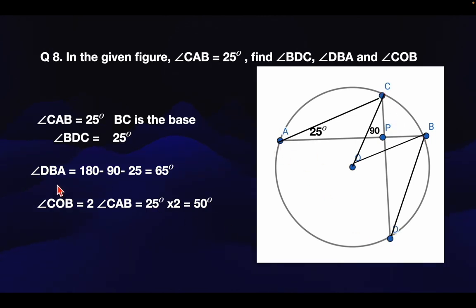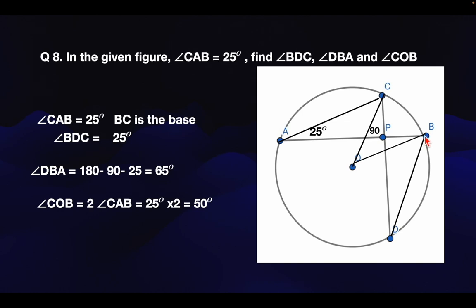Okay. Next is DBA. We have to find this, this is DBA. So here let us take this triangle. We have to find this angle. Okay. We know that this angle is 90 degree. Here it's vertically opposite. This angle we just now found, it is 25. So 180 minus 90 minus 25, 65. So this angle is 65. DBA.